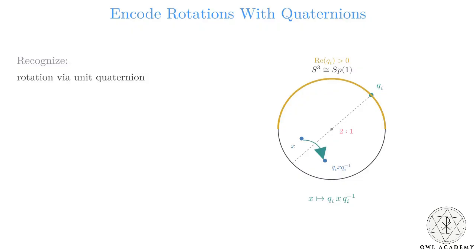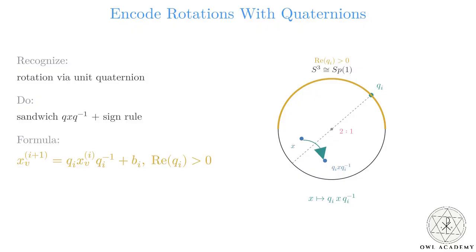Whenever rotations need a compact, smooth parameterization, switch from SO3 to unit quaternions on the 3-sphere, encode the rotation as Q, act by the sandwich product, then collapse the 2-to-1 ambiguity with a sign convention. The transition is now fully quaternionic, with a unique representative pinned down by the positive real part rule.